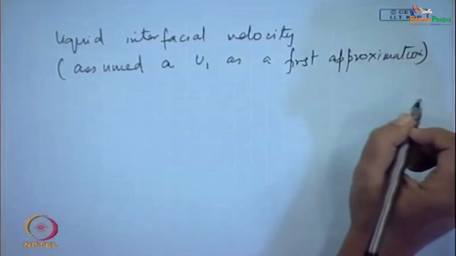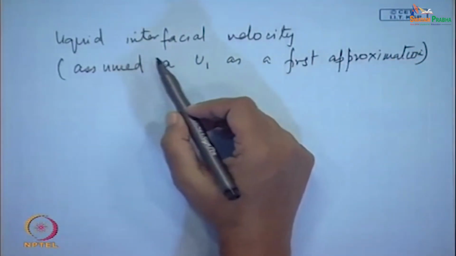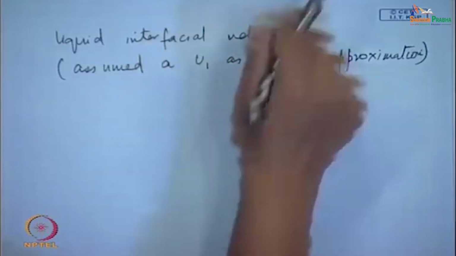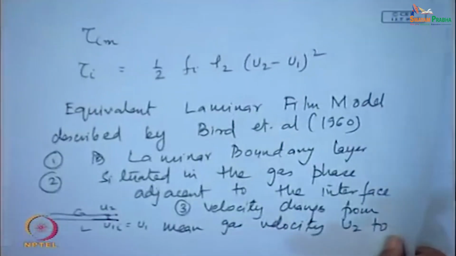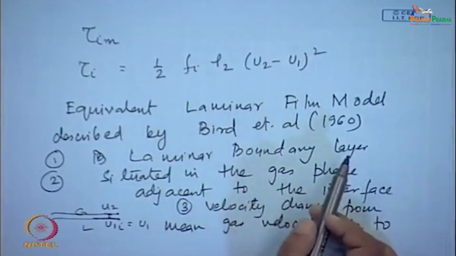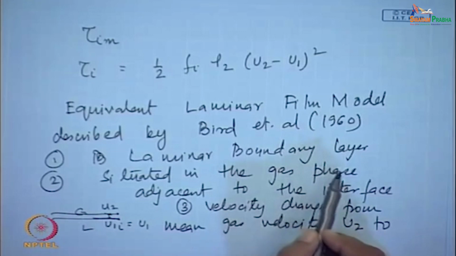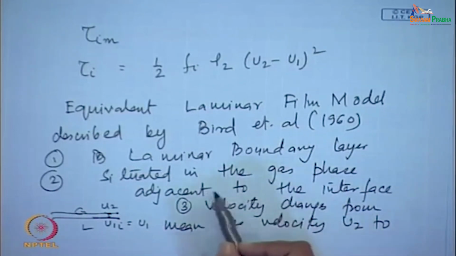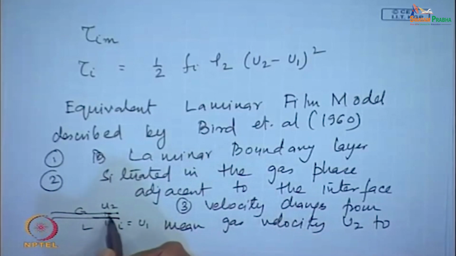Okay. So, therefore, these are the basic postulates of the equivalent laminar film model, which has been described by Bird et al. The first thing is, it assumes the boundary layer to be laminar and it is situated in the gas phase adjacent to the interface, and within this thin laminar boundary layer, the velocity changes from the mean gas velocity to the interfacial liquid velocity, which can be taken as u1 as the first approximation.